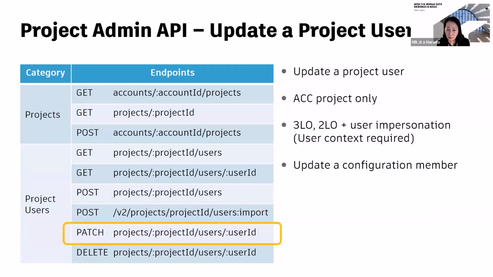So the next one is patch. This will update the project users and ACC project only. And then once again, authentication will be requiring user context. And then update the configuration member.